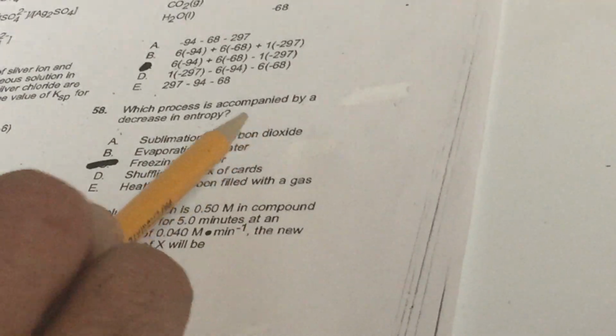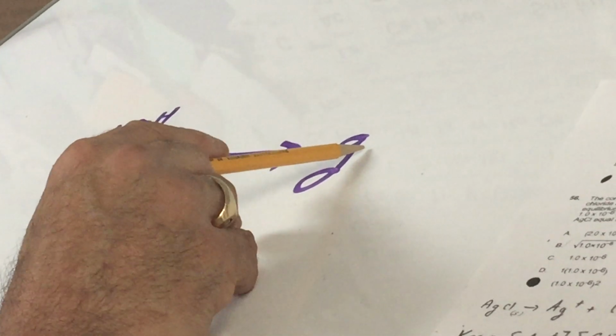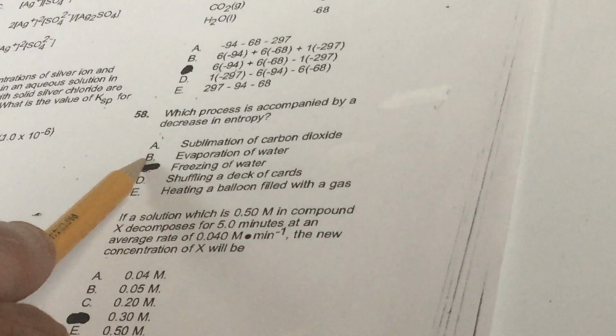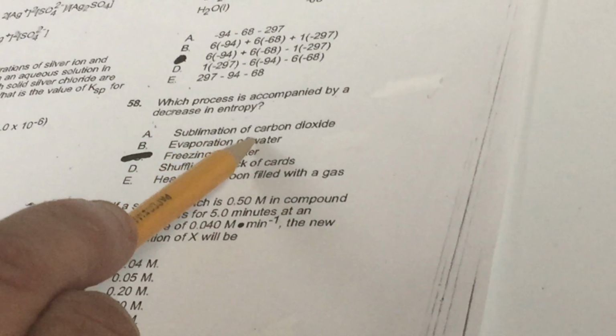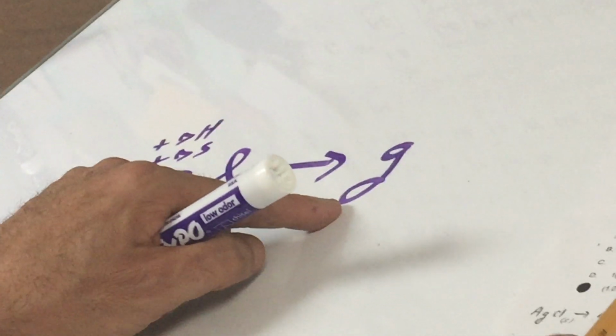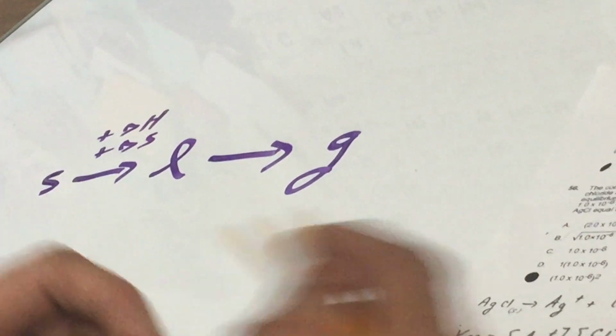Sublimation of carbon dioxide. Well, go back to your little drawing. If you sublime something, you're going from a solid to a gas. So that means it would be an increase. It would be positive. So that's wrong. B is wrong. Evaporation, again, if you look here, evaporation means you're going from a liquid to a gas. So that would also be a positive delta S.